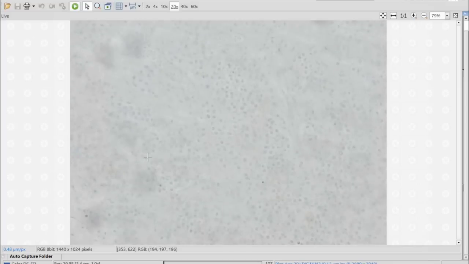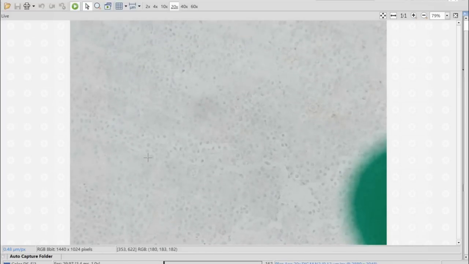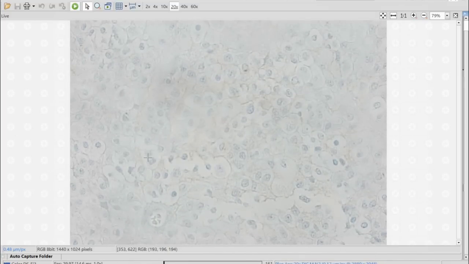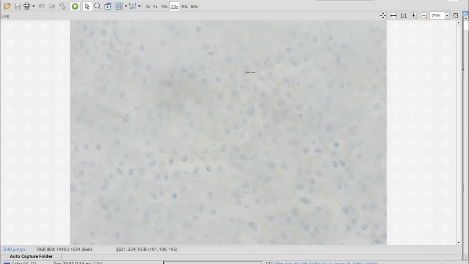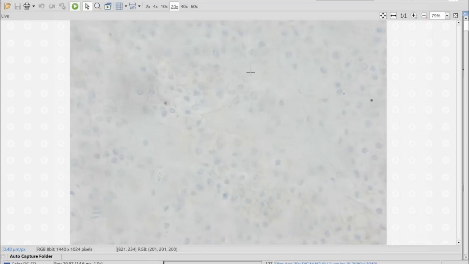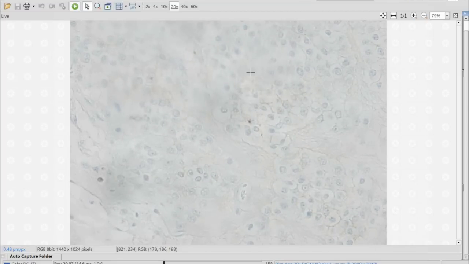And this is EMA. And if you look at this kind of quickly, you may conclude that it is negative. So you start seeing things like this, little dots. Little dots like this in between cells.